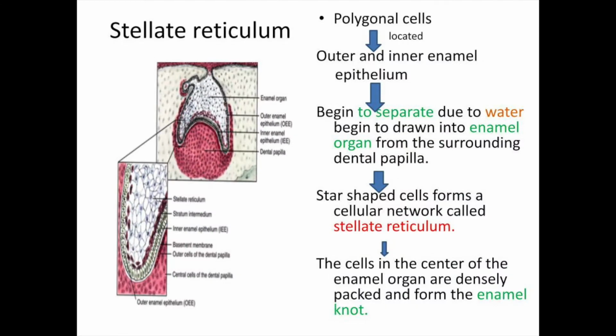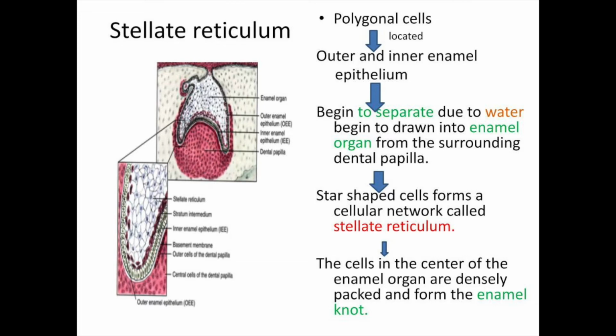Stellate reticulum: the polygonal cells located between the outer and the inner enamel epithelium begin to separate, due to water being drawn into the enamel organ from the surrounding dental papilla. The star-shaped cells form a cellular network called stellate reticulum.